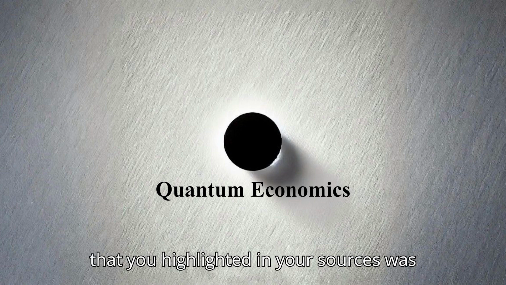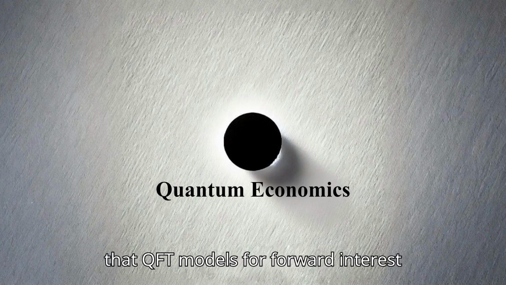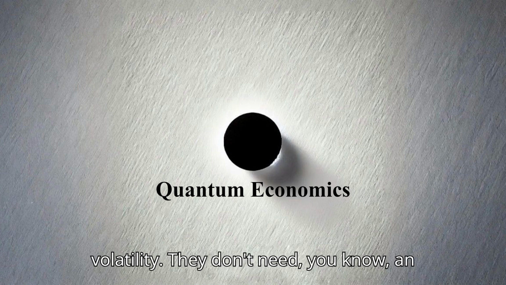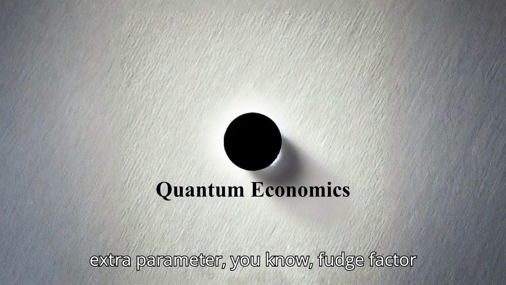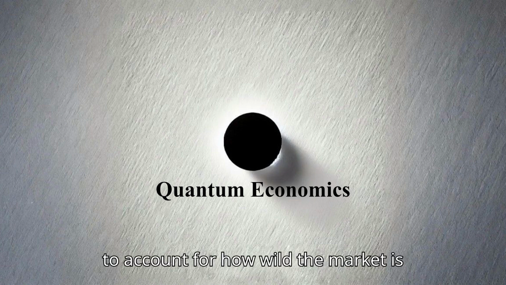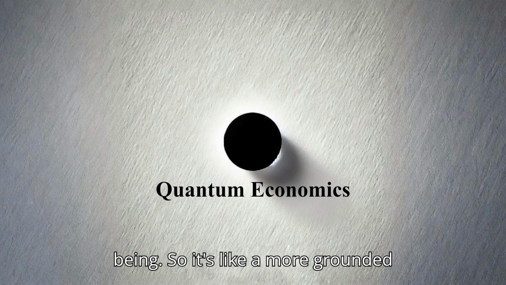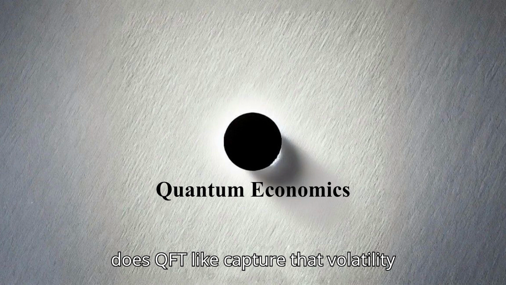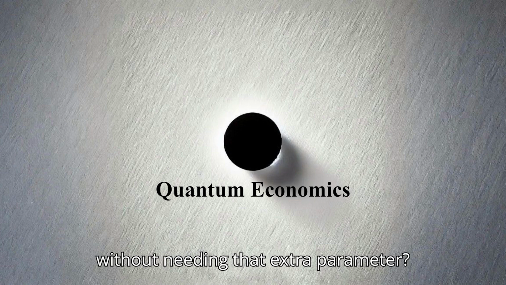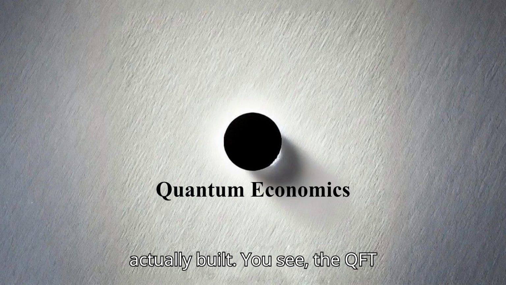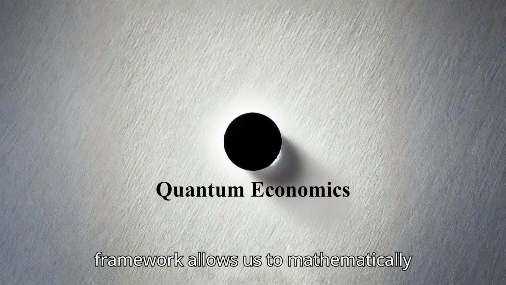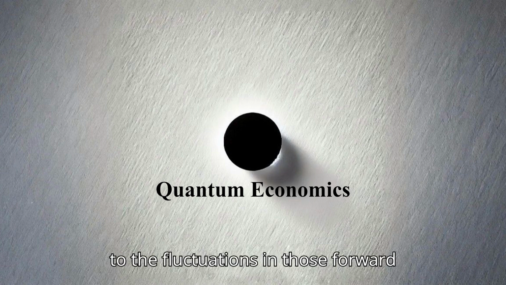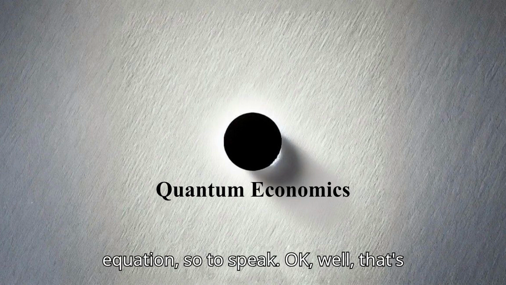So one of the things that you highlighted in your sources was that QFT models for forward interest rates directly incorporate empirical volatility. They don't need an extra parameter, a fudge factor, right, to account for how wild the market is being. So it's a more grounded model, less reliant on guesswork. But how does QFT capture that volatility without needing that extra parameter? Well, it's all about how the models are actually built. You see, the QFT framework allows us to mathematically connect the observed market volatility to the fluctuations in those forward rates. It's kind of baked into the equation, so to speak.